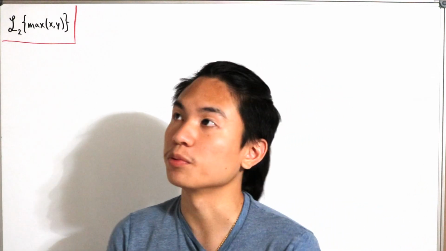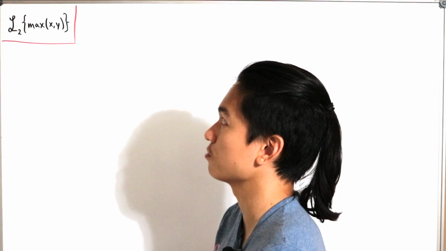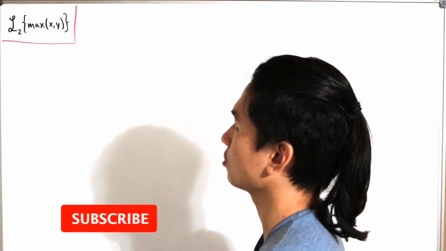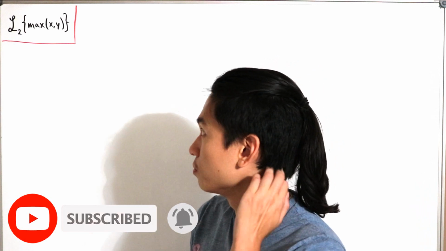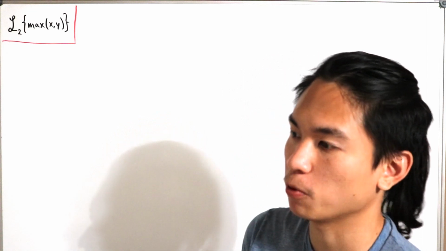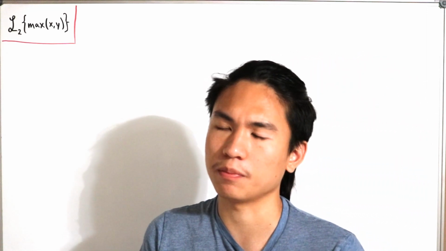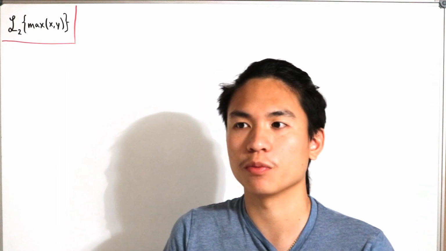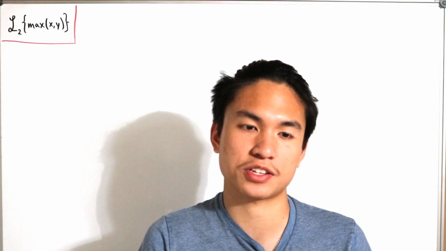So in today's video we have a double Laplace transform of the maximum function that takes in two inputs, x and y. As we know, Laplace transforms are basically integral transforms that convert a real variable, let's say t for example, into a complex variable s.